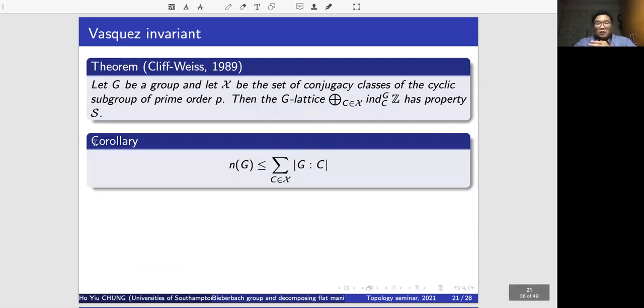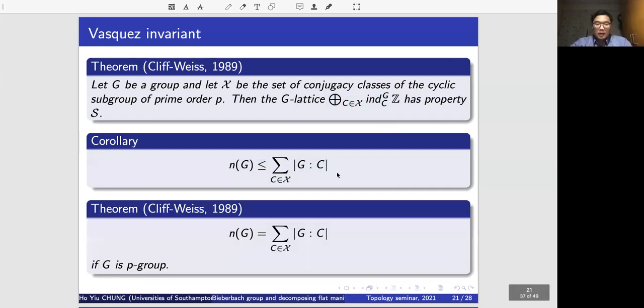As an immediate corollary, we already know the upper bound for such an N_G, which is given by calculating the rank of this G-lattice. I believe there's a name for that G-lattice, it might be called the permutation lattice, something like that, but it's not important. The important thing is we get the upper bound for such N_G. And in the same paper, they prove that N_G is exactly equal to that number if G is a p-group.